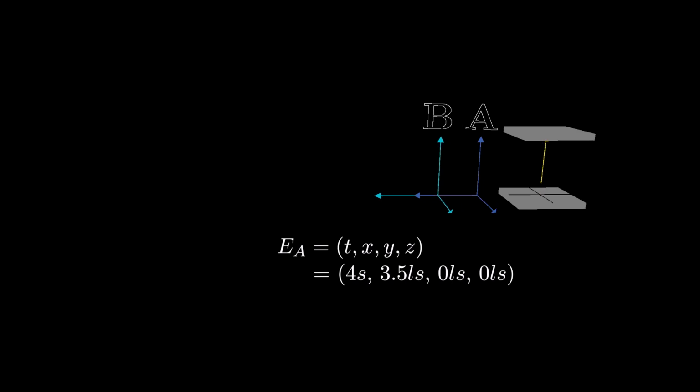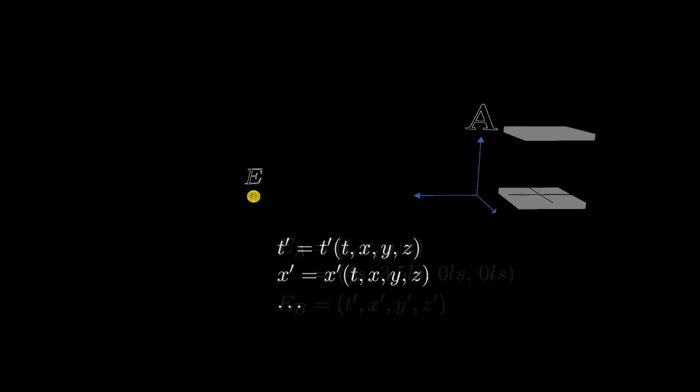Now, as time and space are relative, different observers will describe the event with different coordinates. So we will add a second coordinate system B, whose origin aligns with coordinate system A at t = 0. Observer B will also assign a time coordinate t' and 3 spatial coordinates x', y', and z' to that event. Our goal is to find a relation between the coordinates in A and the coordinates in B.